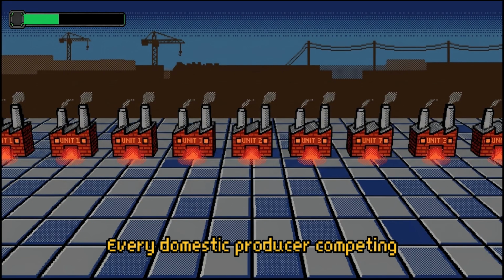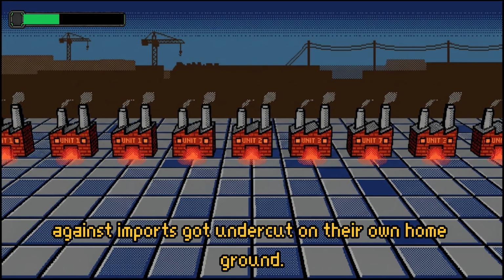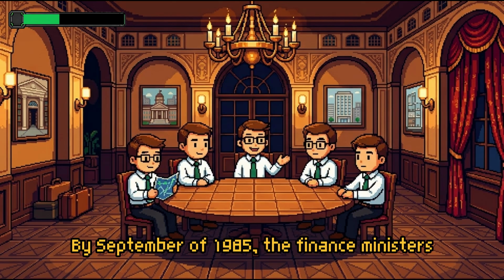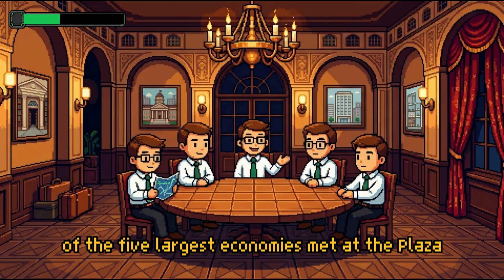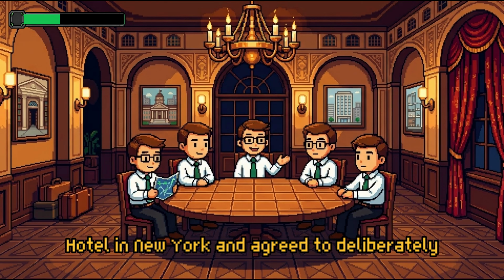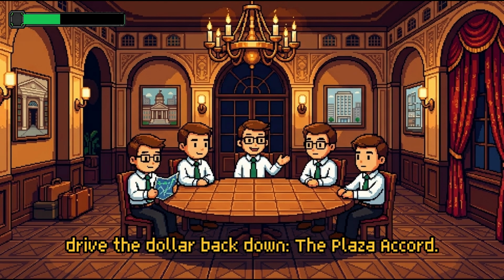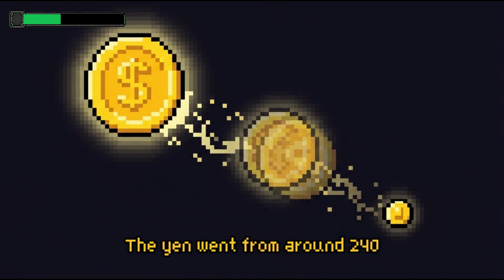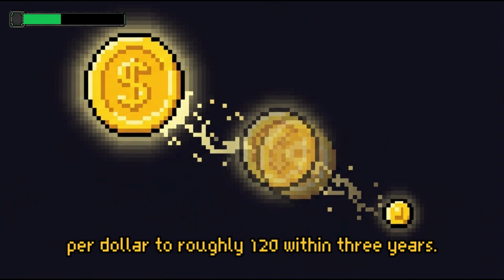Every domestic producer competing against imports got undercut on their own home ground. By September of 1985, the finance ministers of the 5 largest economies met at the Plaza Hotel in New York and agreed to deliberately drive the dollar back down. The Plaza Accord. The yen went from around 240 per dollar to roughly 120 within 3 years.